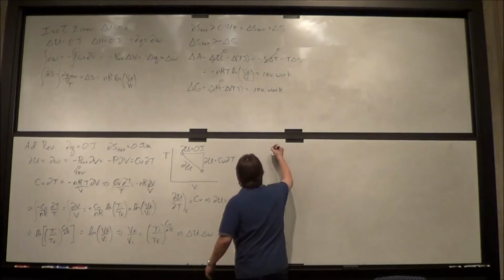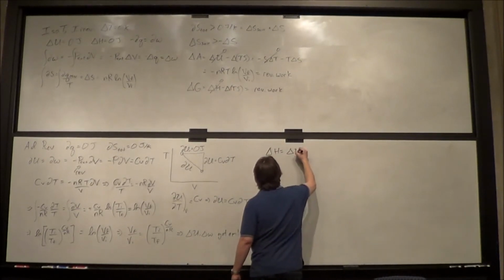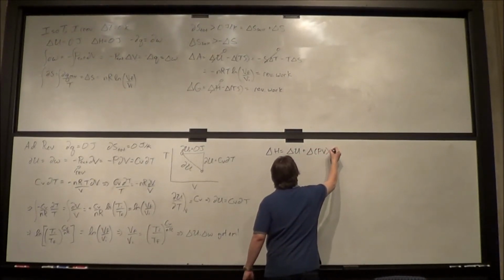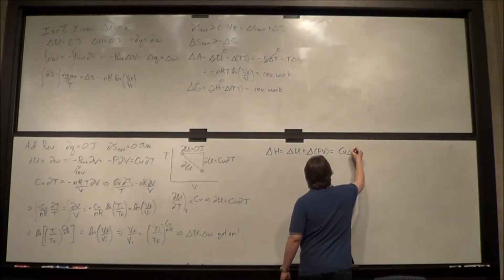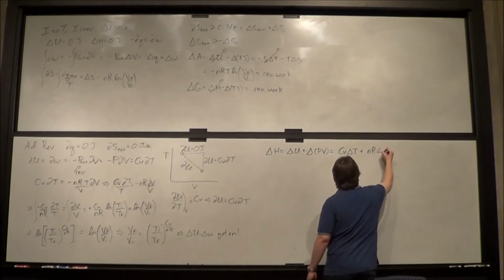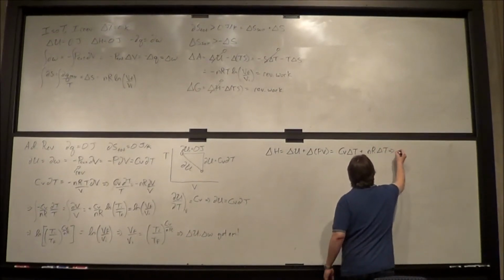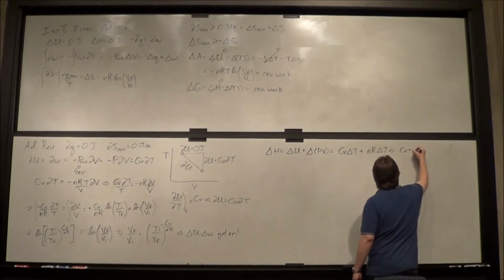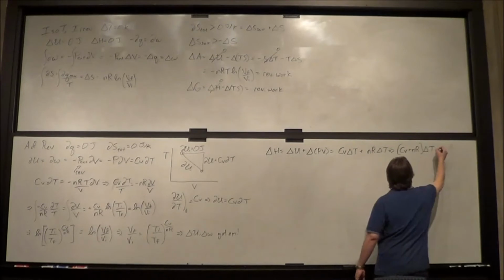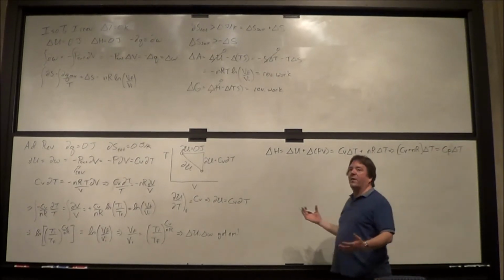Okay, now delta H, delta U, plus delta PV still. And as usual, I've already got this defined. NR delta T. And therefore I've got CV plus NR delta T, which is CP. And of course I'll give you CP.